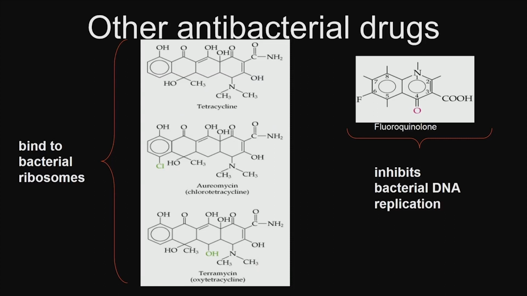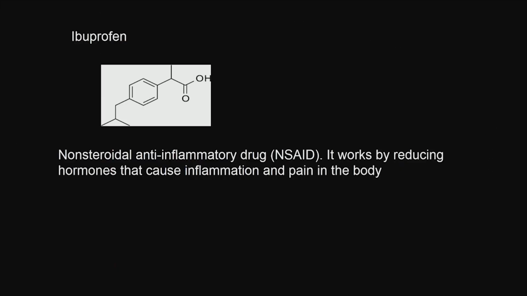If you look at penicillin, they prevent cell wall synthesis. If you look at these type of drugs, tetracyclines, they bind to bacterial ribosomes. If you look at fluoroquinolones, they prevent the DNA replication. Okay, so pharma companies look at different possible targets and start designing molecules towards those targets.